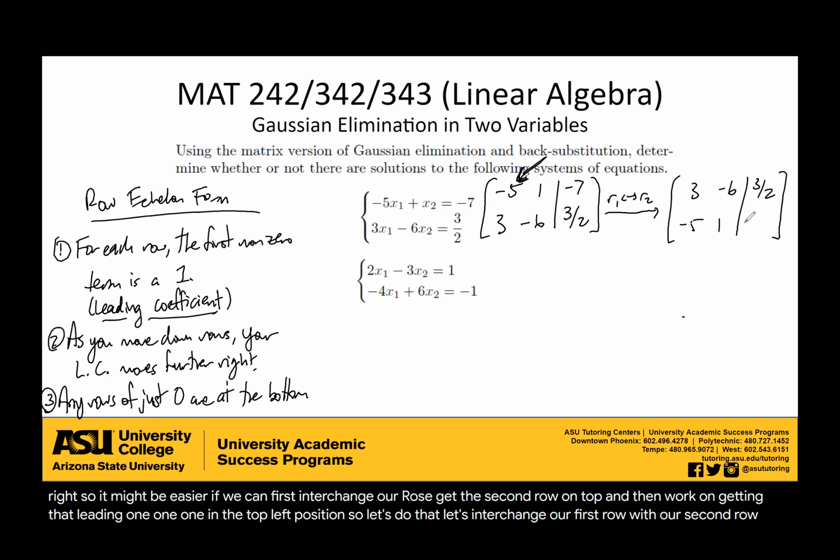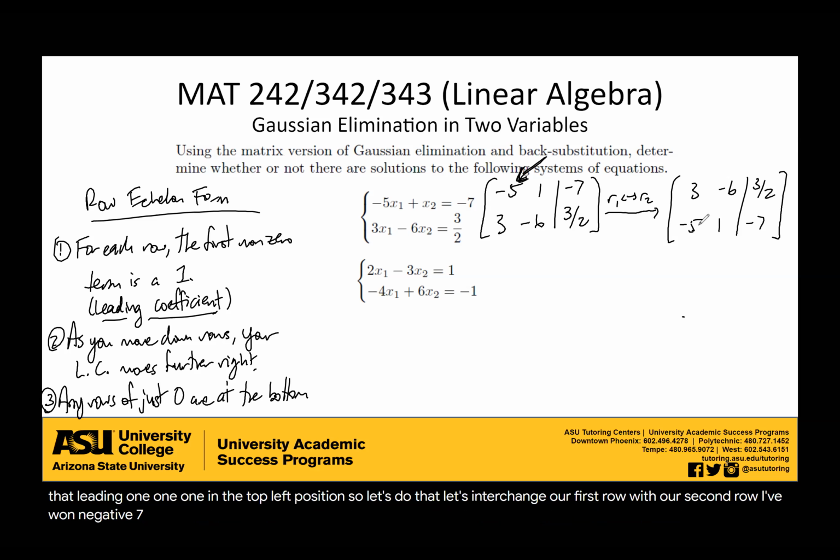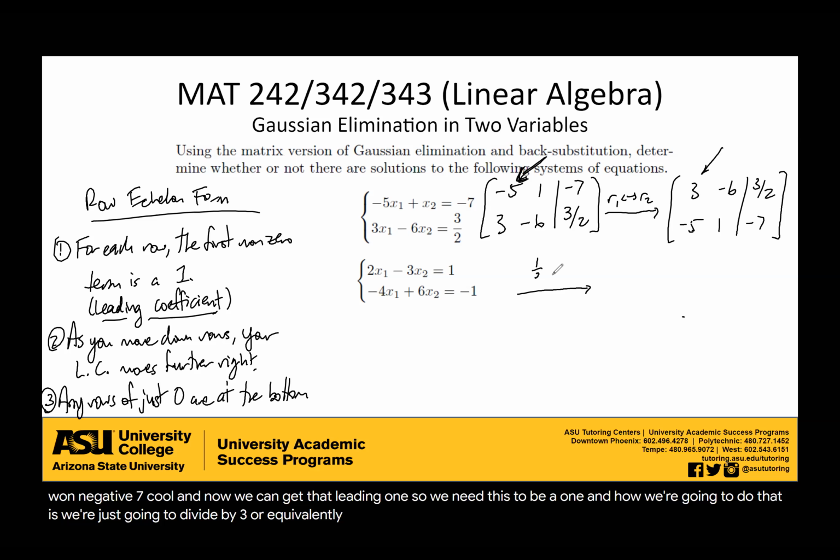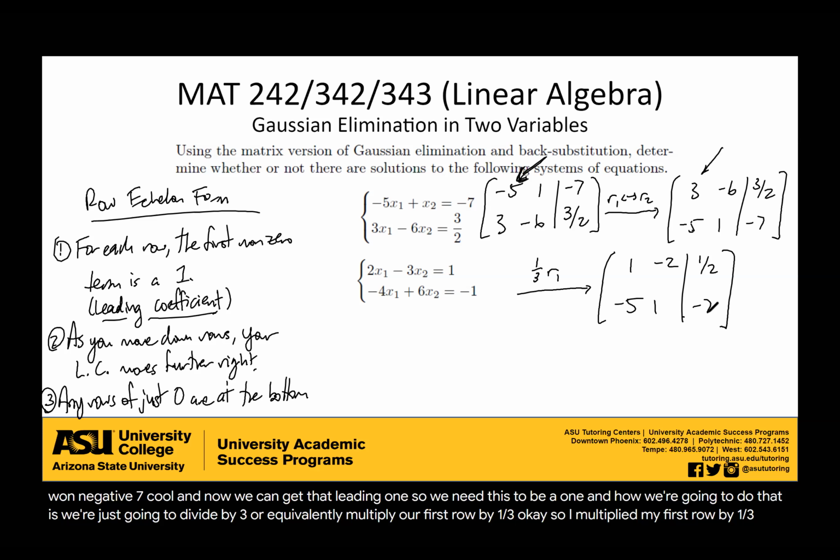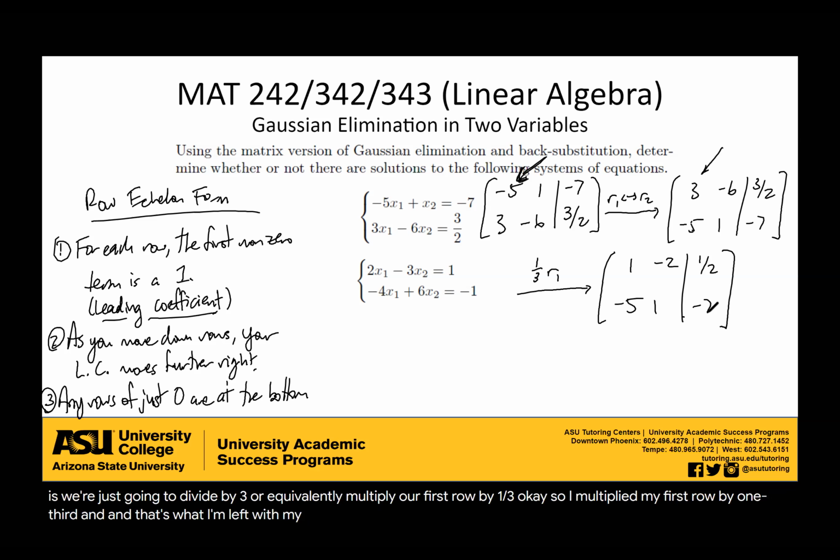-5, 1, -7. Cool. And now we can get that leading one. So we need this to be a 1. And how we're going to do that is we're just going to divide by 3, or equivalently, multiply our first row by 1/3. Okay, so I multiplied my first row by 1/3, and that's what I'm left with. My second row is unaffected, so I leave it as it is.